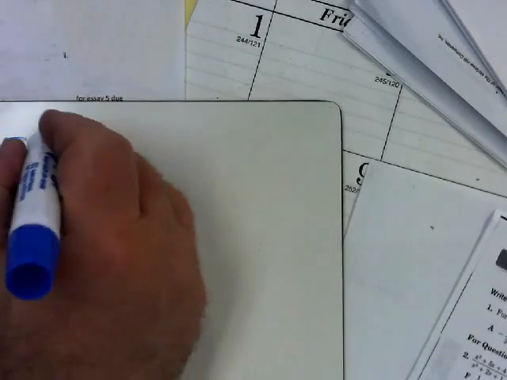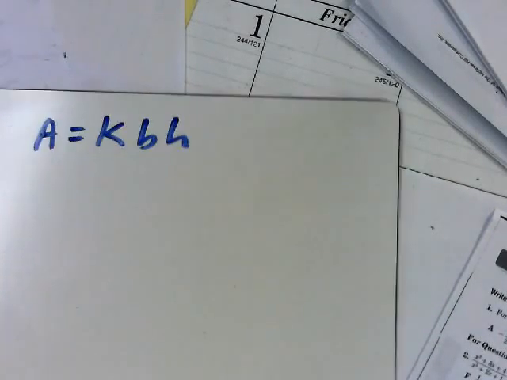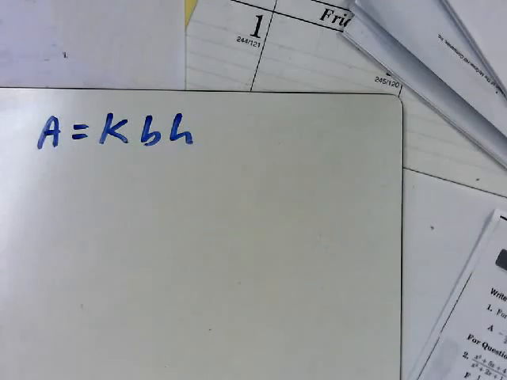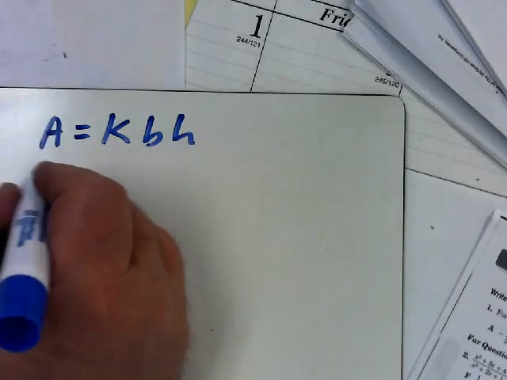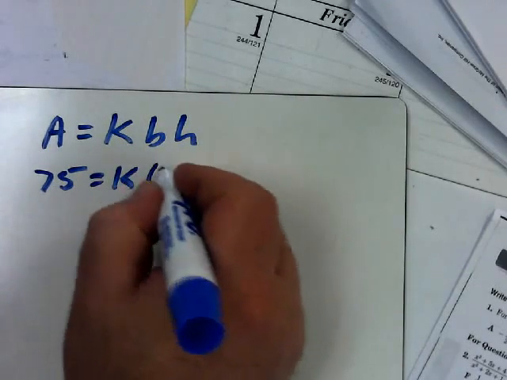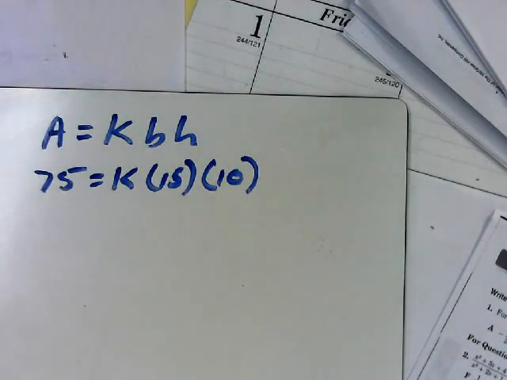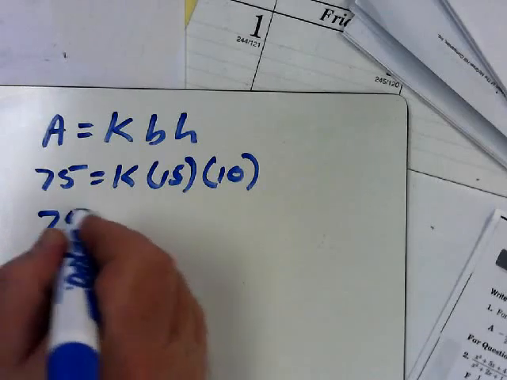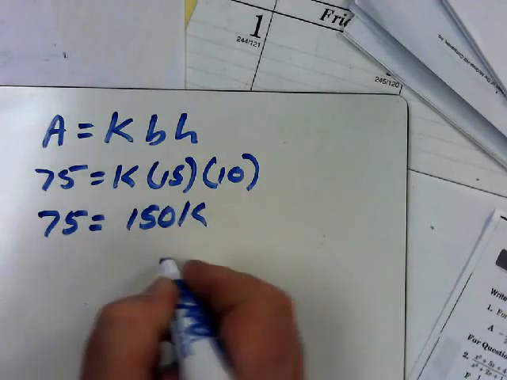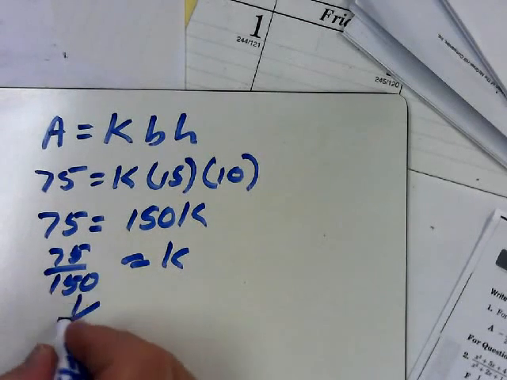13. The area of a triangle varies jointly as its base and its height. So the area equals KBH. If the area is 75 when the base is 15 and the height is 10, I have to find it when I have some other numbers. So 75 equals 150K, so K is 75 over 150, which is 1/2. So 1/2 equals K.